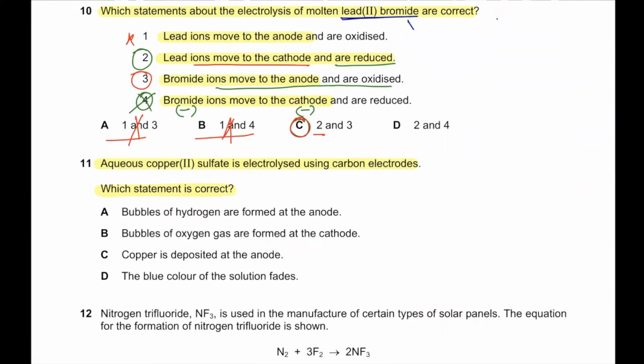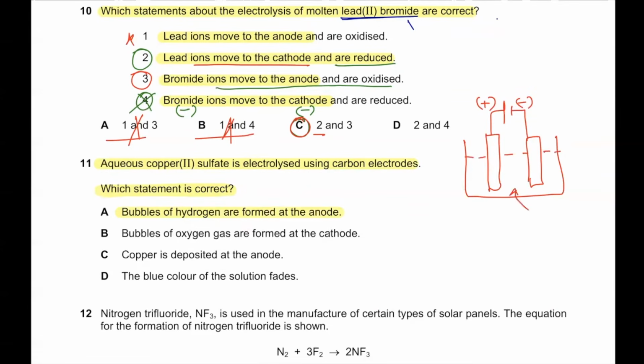Guys, let's see. Bubbles of hydrogen are formed at the anode. Now, what do they mean by that? Okay, if we were to set up the electrolysis of copper sulfate, we are going to use carbon electrodes according to what they have told us. All right, so this is the negative, this is the positive. We have copper sulfate solution, CuSO4, here, and carbon electrodes, positive and negative.